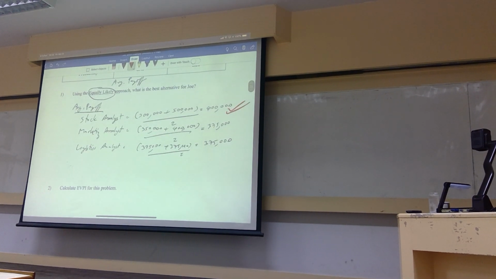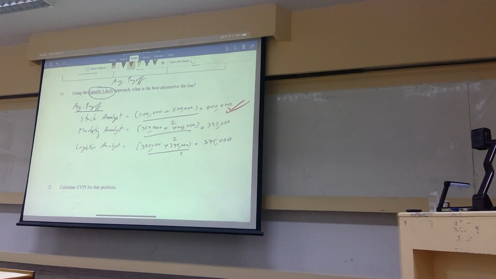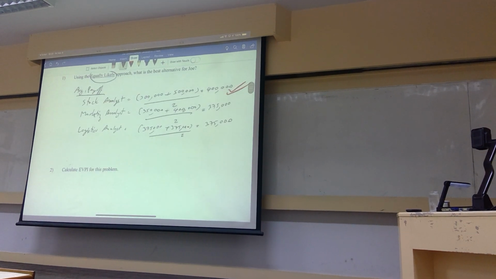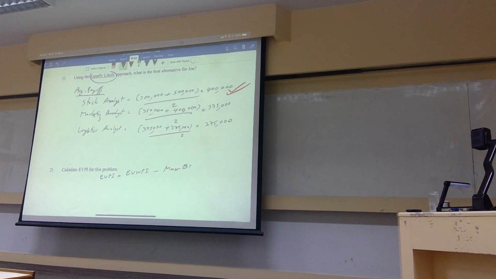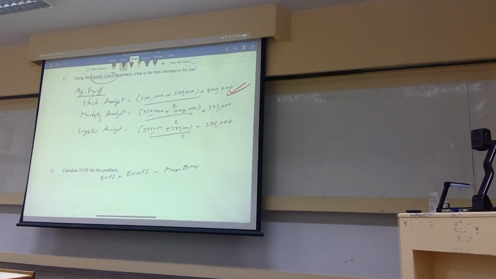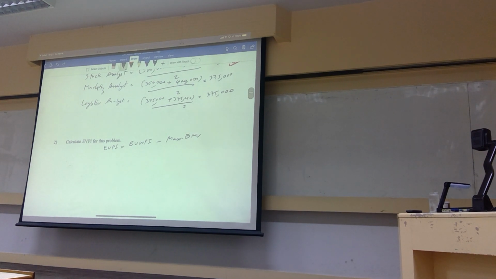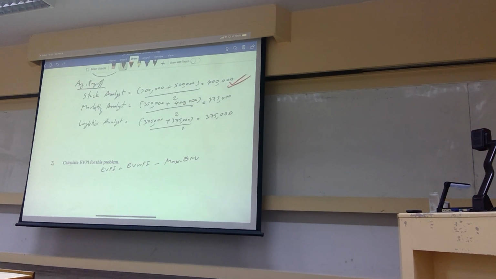And what next? For question 2, they want us to calculate the EVPI for this problem. So what is an EVPI? Remember, EVPI is the expected value of perfect information. So we try to estimate the value of perfect information. We calculate EVPI as EVWPI minus the maximum EMV. So what is the EVWPI? EVWPI is the expected value with perfect information.